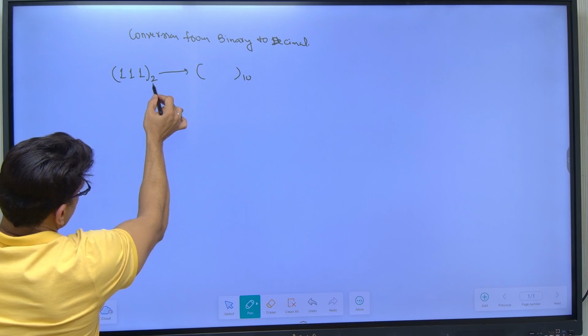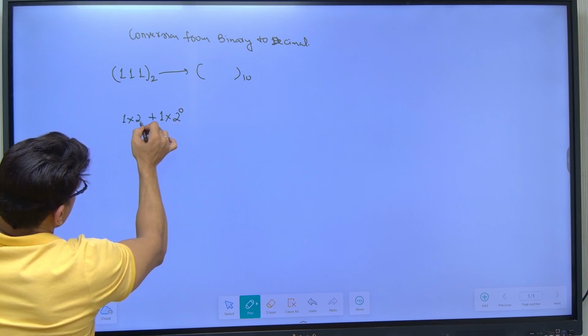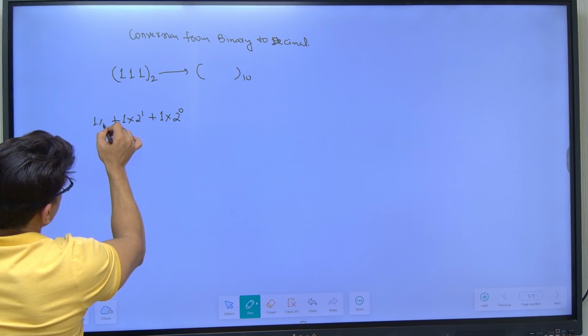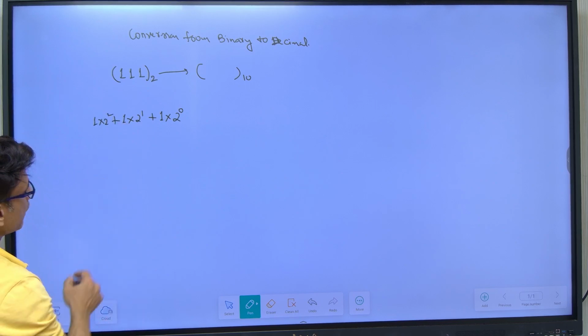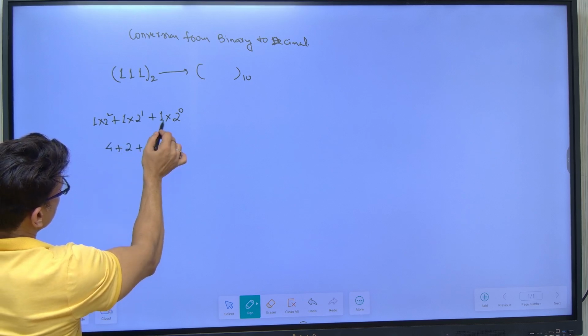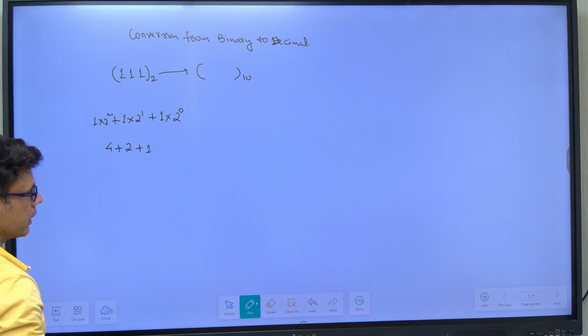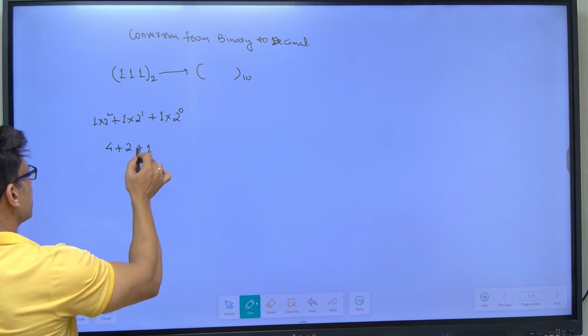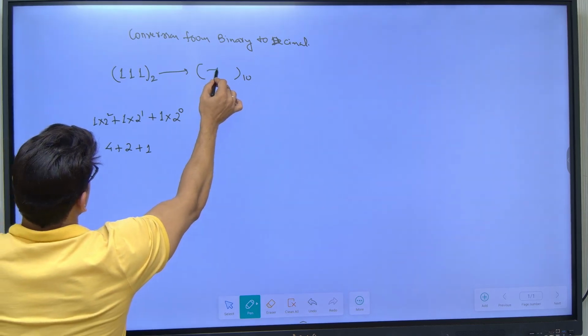then this second one 2 raised to the power 1, and then 1 and 2 square. Now what is 2 square into 1? Which is 4. 2 ones are 2 and 1. Any number raised to the power 0 is 1. So 1 into 1, 1. 4 plus 2 plus 1, 7.